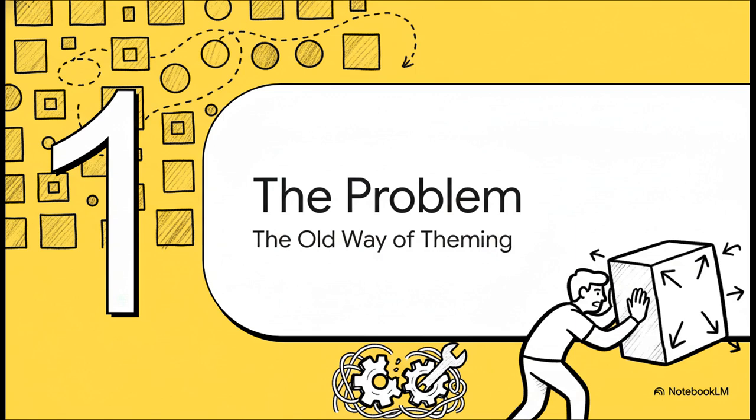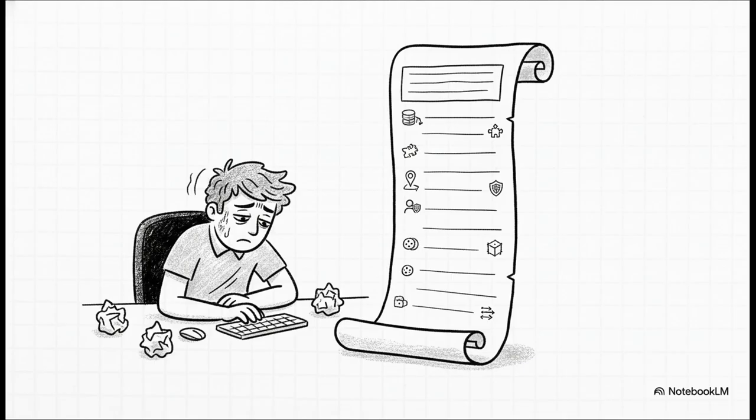So let's just call it what it is, the old way of theming. And honestly, it's been holding us back. It's a process that's just built on repetition and so much manual work. Yeah, this list should look painfully familiar to everyone. This is basically the checklist for the first 2 days of any new theme project, right?